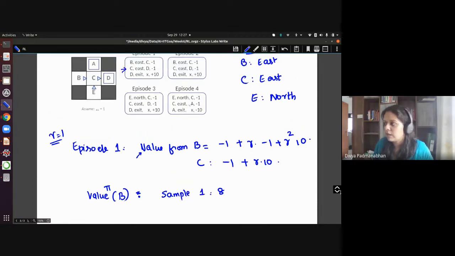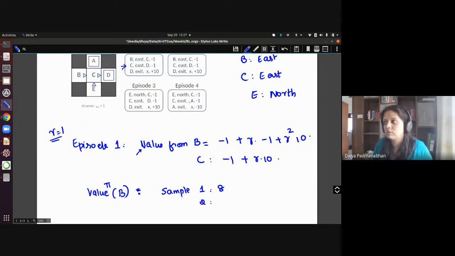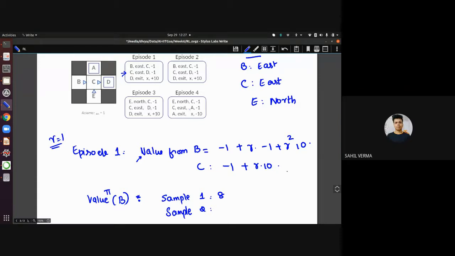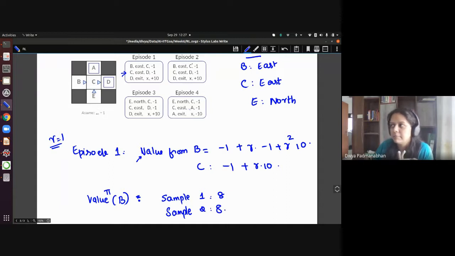Can you give me one more sample of it? For sample 2, it's also 8. It's also 8, right? Yeah, same computation. And so here I have two samples. So what I can say is, V pi of B, my estimate is 8. So it's 8 plus 8 by 2, so it's 8. Okay, so this is one way.